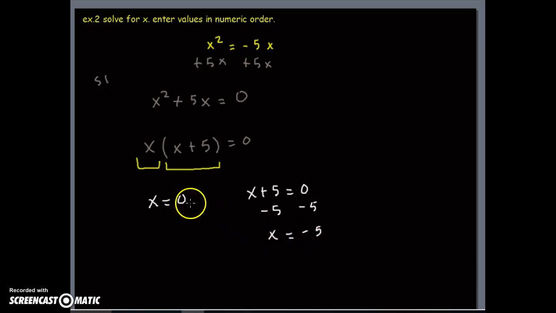So these are the two values that would create a 0 in one of our factors. And we know that 0 times whatever it's being multiplied to is going to equal 0. That's why the zero product property is important in these examples. We're going to put it in numeric order, negative 5, comma, 0, done. Example number 3.